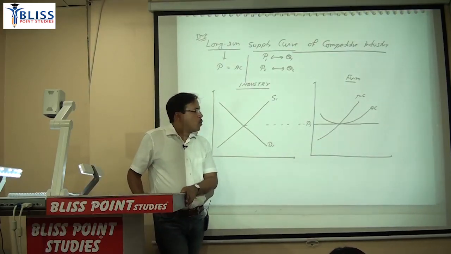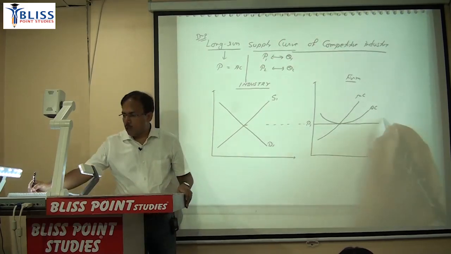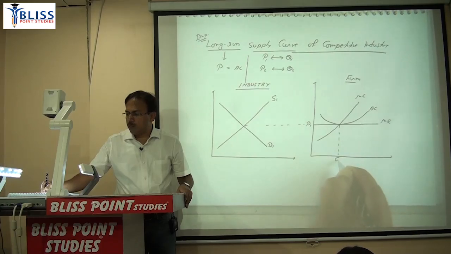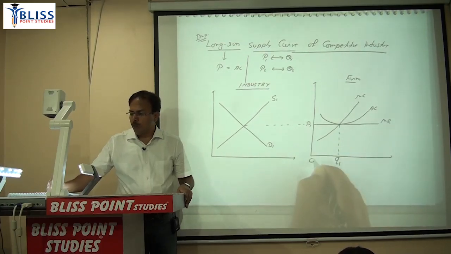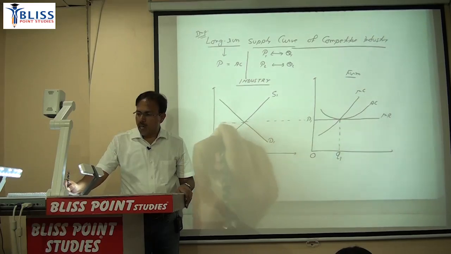So how much quantity is produced by the firm where MC is equal to MR? This is the quantity produced by the firm, so I am writing a small q. And how much quantity is produced by the industry at the same price?